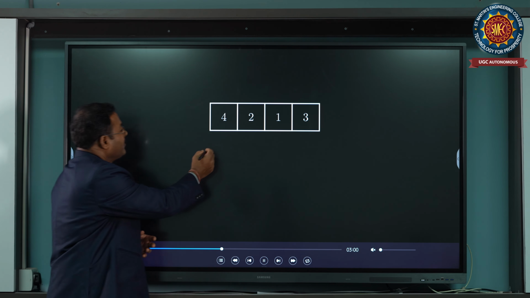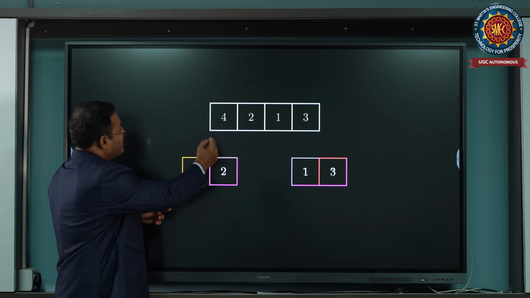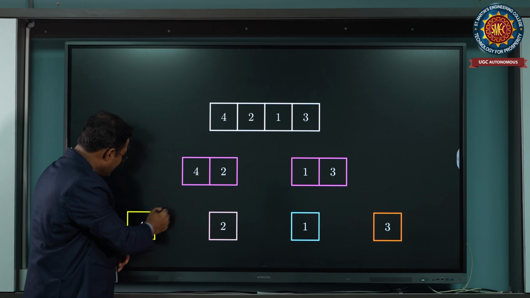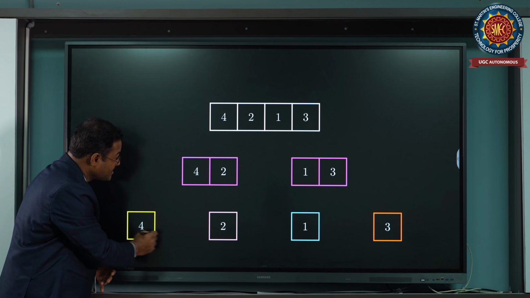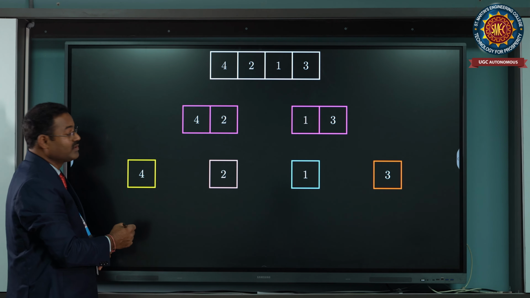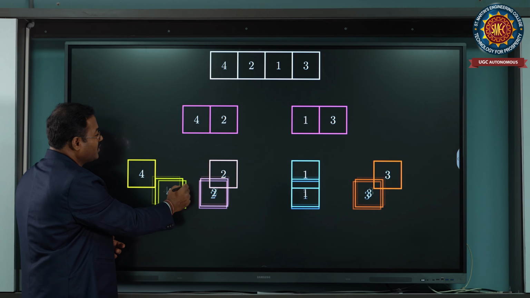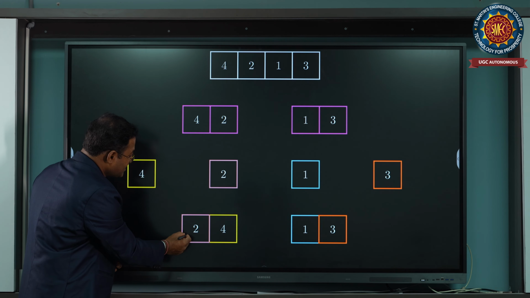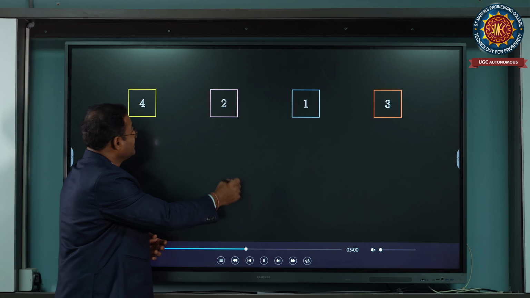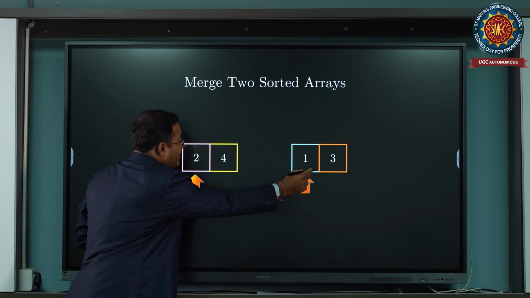Next, for example, in a list, 4, 2, 1, 3, four elements are there. Then I divide 4 2 1 3 into two elements each, and then again split the sub problems into single elements. The method means we have to split up to single elements. Then compare each and every element, 4 and 2, 1 and 3. In 4 and 2, 2 is the smaller one, so 2 and 4 is one solution, and 1 and 3 is another solution.